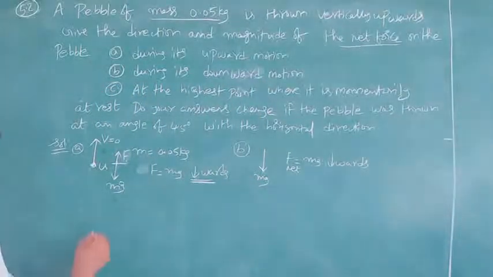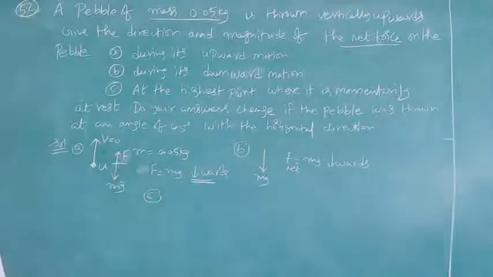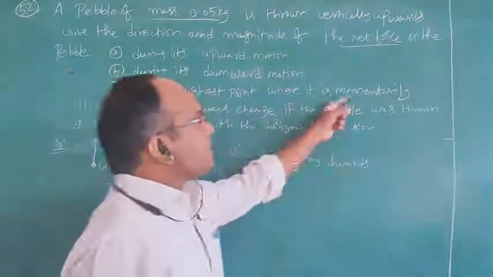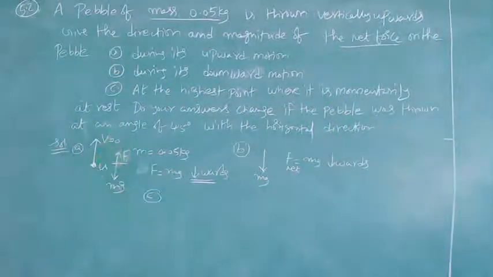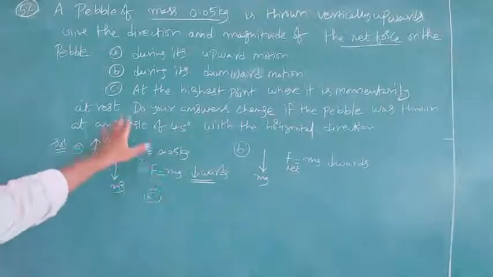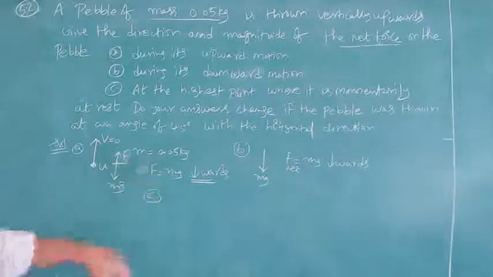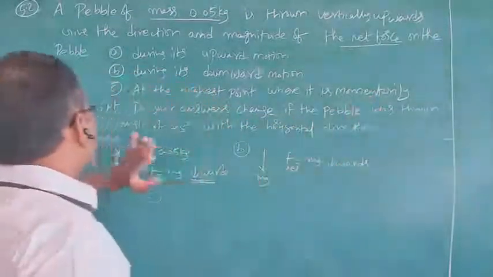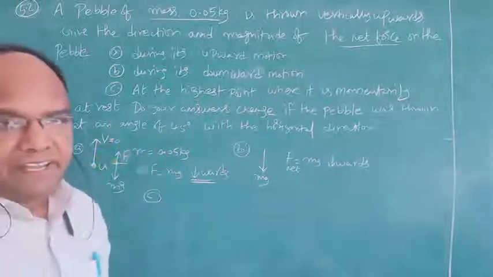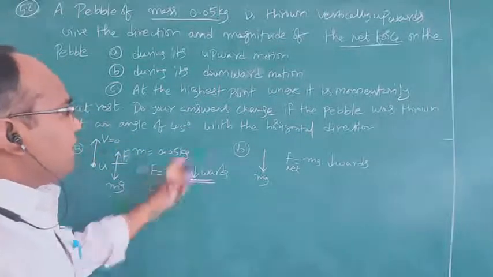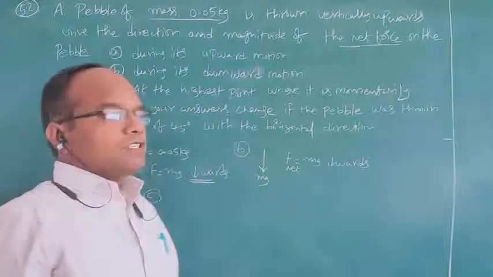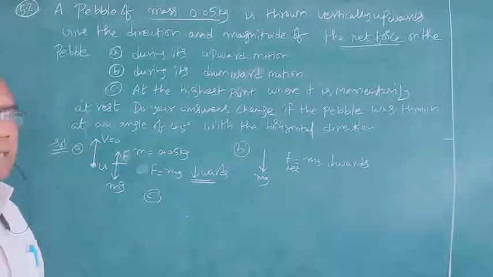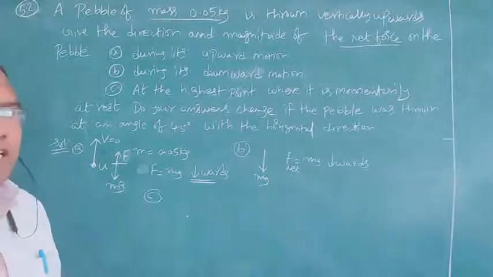Next, part c. At the highest point, where it is momentarily at rest. At the highest point, the pebble is at rest. Does your answer change if the pebble was thrown at an angle of 45 degrees? At an angle of 45 degrees in the horizontal direction. So what is the meaning of this one? So at the highest point, the pebble was there. So they are asking whether the answer is changing or not. Means what?